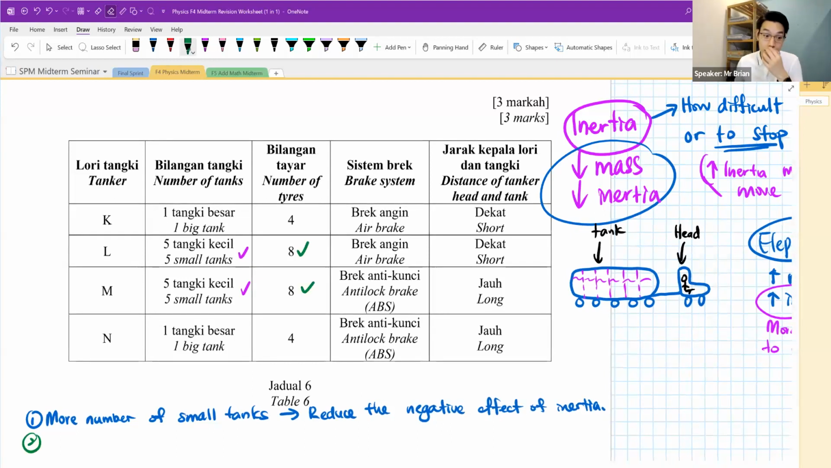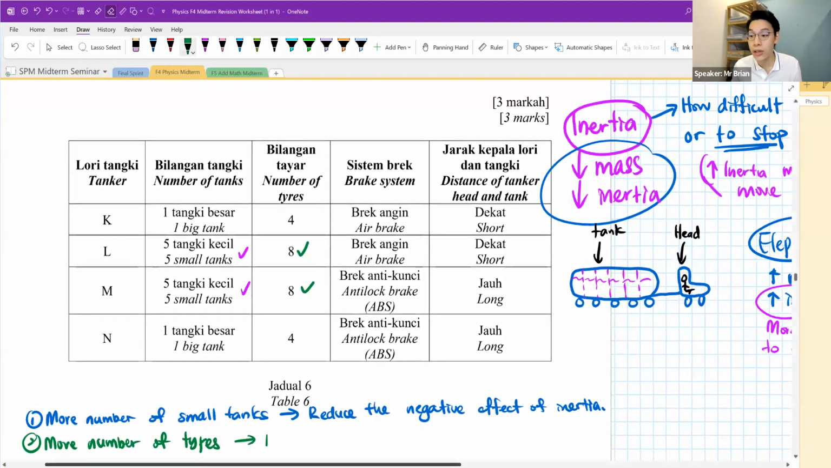More tires better, right? More number of tires. You can say that so that it's more stable, or it can withstand more load. Okay, withstand more load.